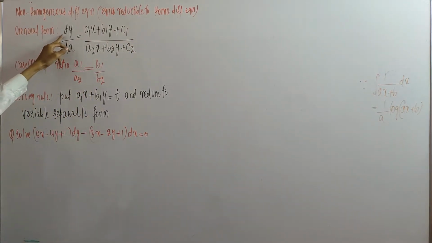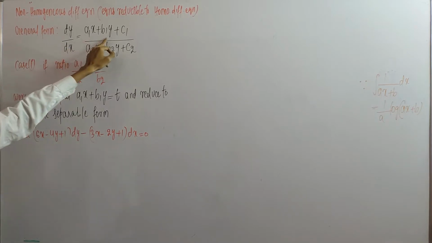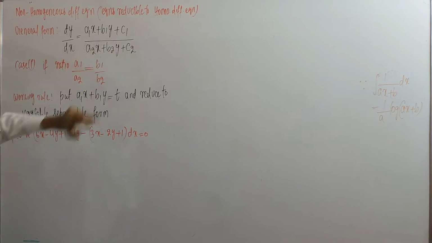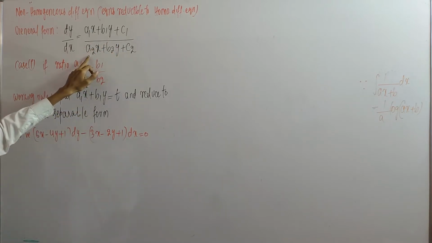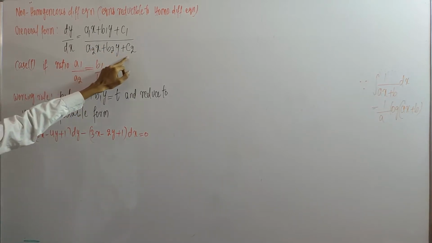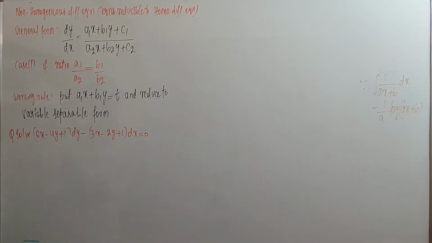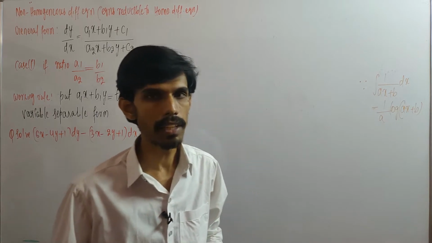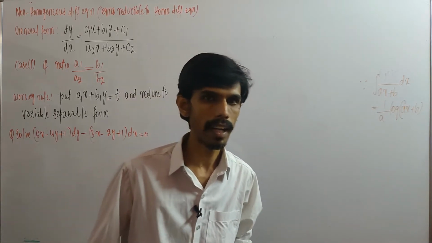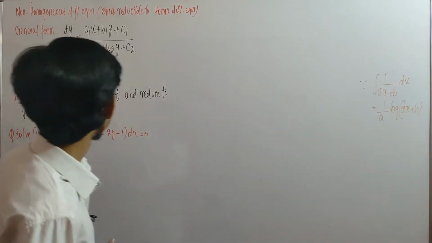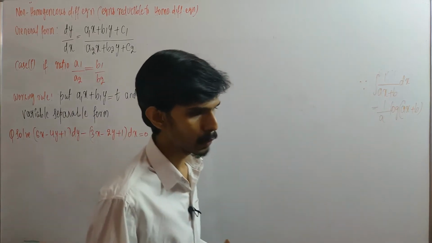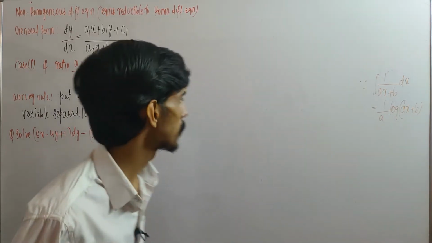General form is dy by dx equal to (a1x plus b1y plus c1). This numerator will represent a straight line. Similarly, in denominator we have a2x plus b2y plus c2. This is another equation of a straight line. Whenever we have differential equation having two straight lines on numerator and denominator, then those equations are called non-homogeneous differential equation that can be reduced to homogeneous equation.